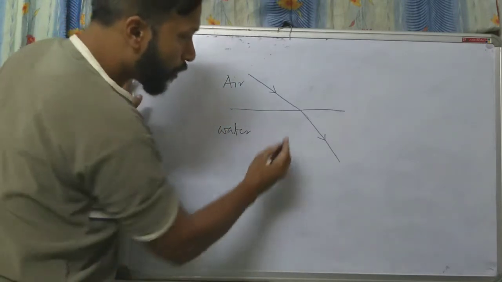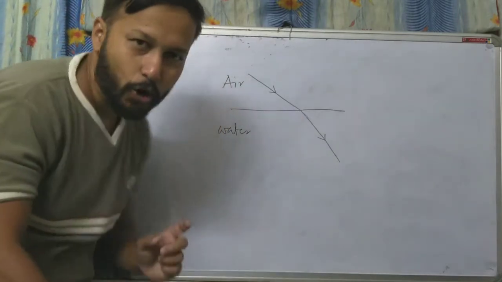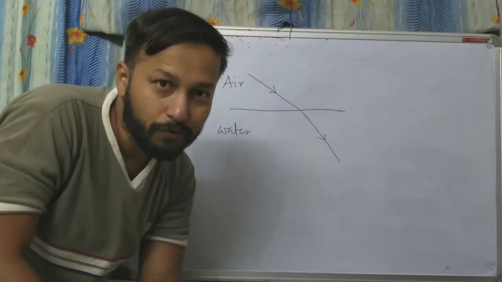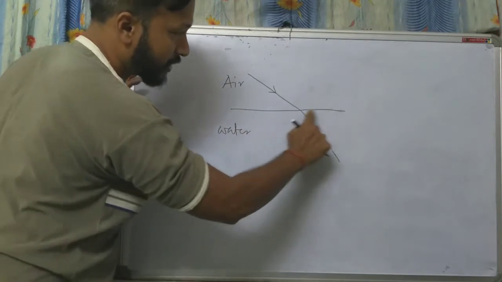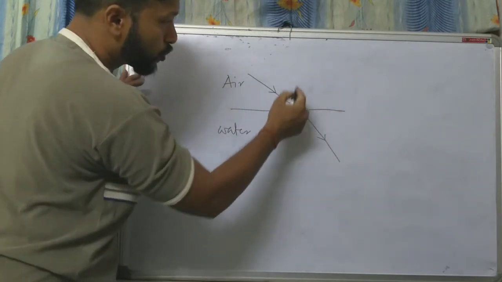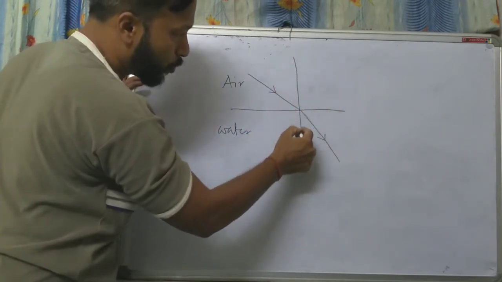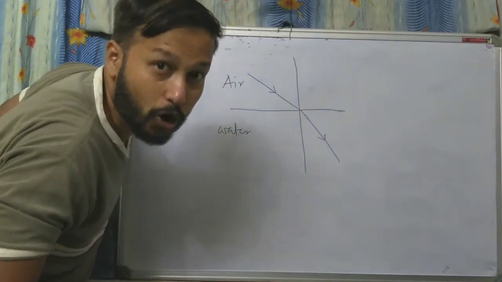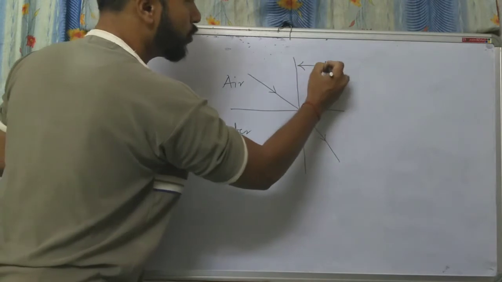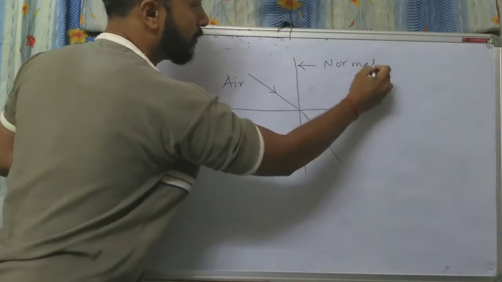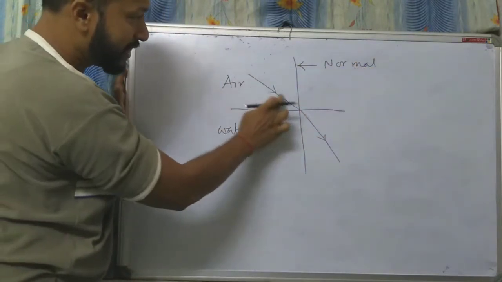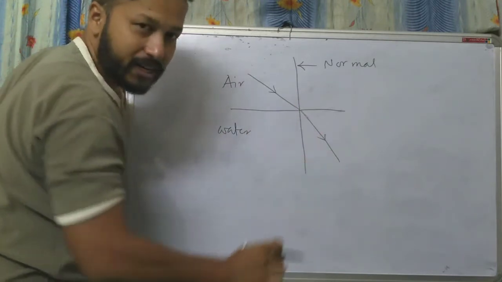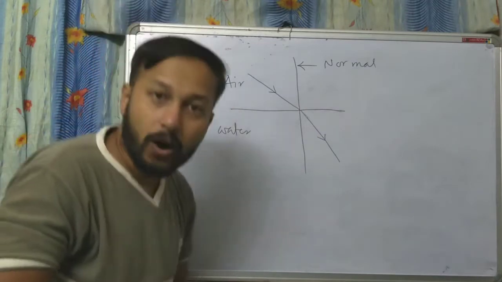Now, from this point, we'll draw a perpendicular, 90 degree with this surface, this water surface. So this is my perpendicular I am drawing. Fine. And we'll call it normal. So this is my normal. Fine. And this is my incident ray. And this is my refracted ray. Okay.